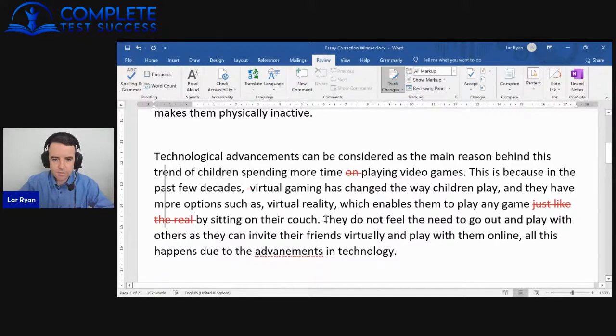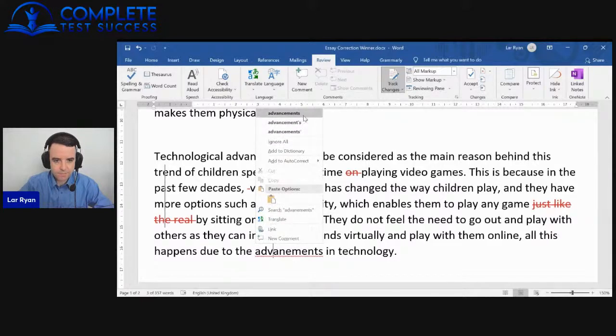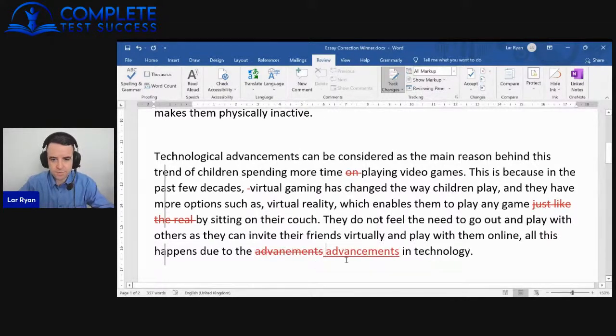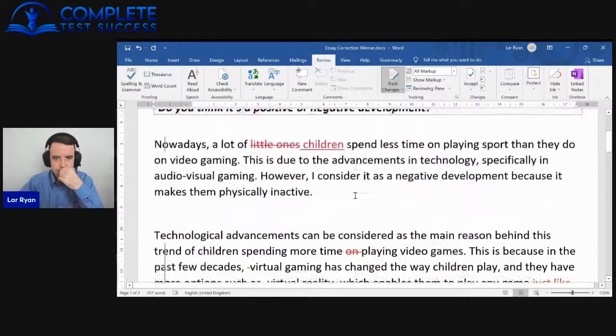Okay. They do not feel the need to go out and play with others as they can invite their friends virtually and play with them online. All this happens due to the advancements. So spelling mistake here. Due to the advancements in technology.